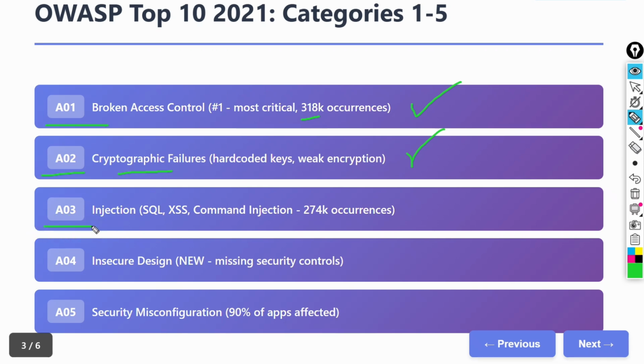And coming to the third category, which is injection. This includes SQL injection, cross-site scripting, and command injection also. And we can see more than 274,000 occurrences. It happens when the user input is directly mixed into the commands or queries. Whenever the user tries to input something in the username or password, it is also considered as a SQL query. That is where SQL injection comes into the picture.